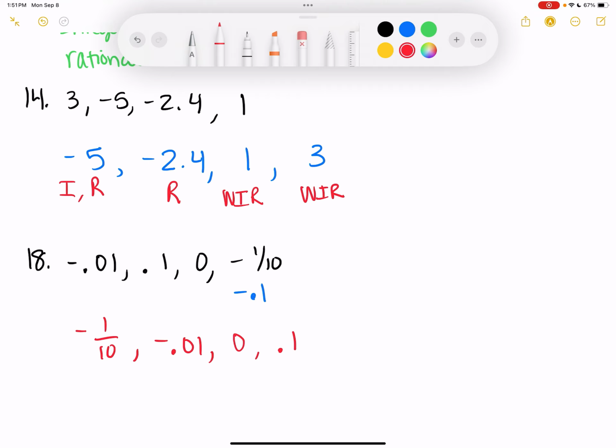So now I need to go through and classify my numbers. So what is this first one? Yep, just rational. What about this one? Yep, just rational. How about 0? Yep, whole, integer, rational. And 0.1? Yep, just rational.